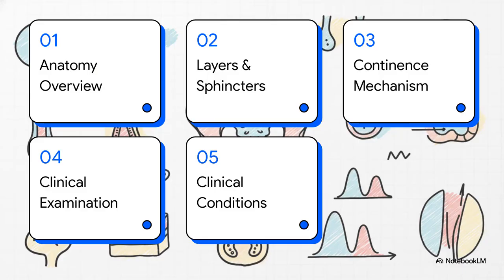Okay, so here's how we're going to tackle this. First, a quick overview. Then we'll get into the layers and the all-important sphincters. After that, we'll see how continence actually works. Then we'll move to the clinical side of things, the examination. And finally, we'll touch on some key conditions you are bound to see. Simple, right? Let's jump in.